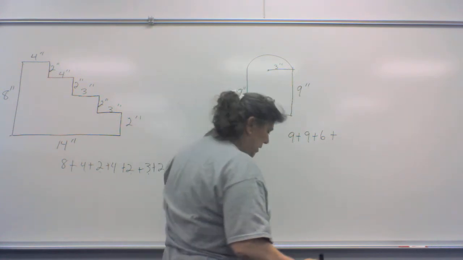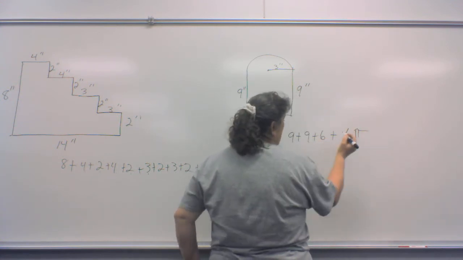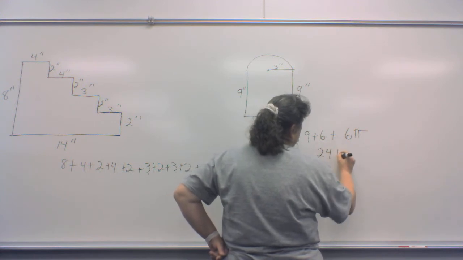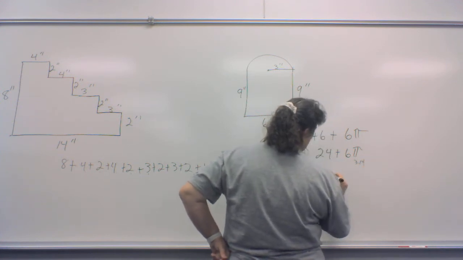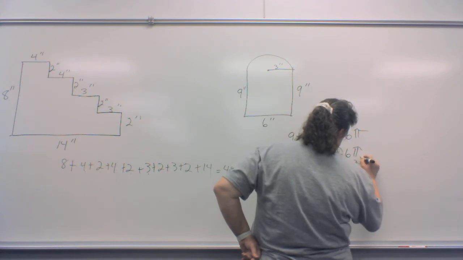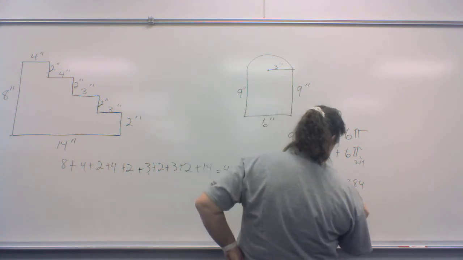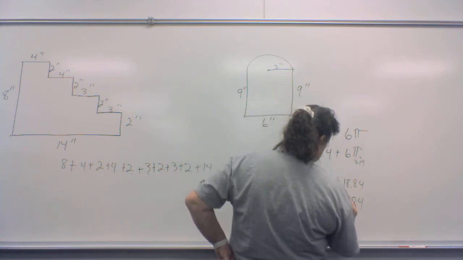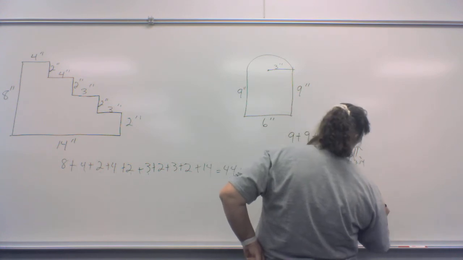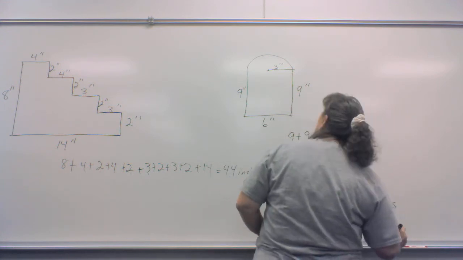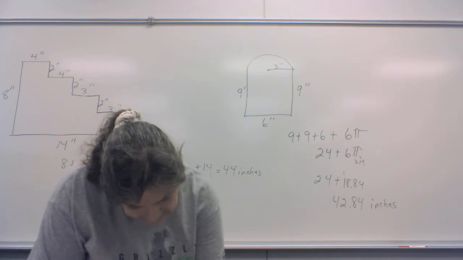So 6 times pi, or 6 pi. So I've got 18 plus 6 would be 24 plus 6 pi, and that pi is 3.14, so 24 plus 18.84, giving me 42.84 inches is how big that would be to go all the way around. Or did I miss add? Let's see.